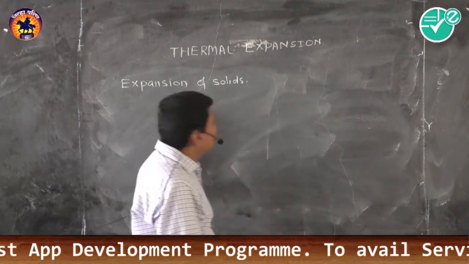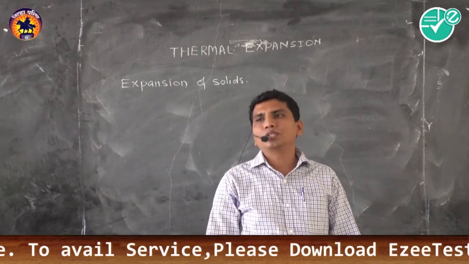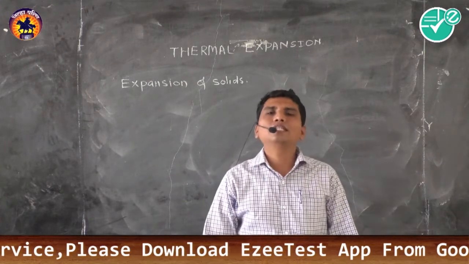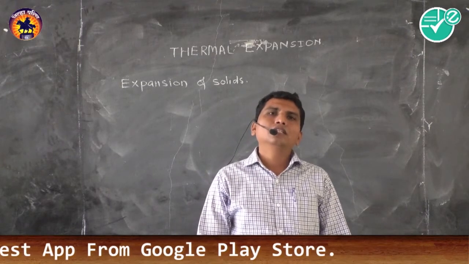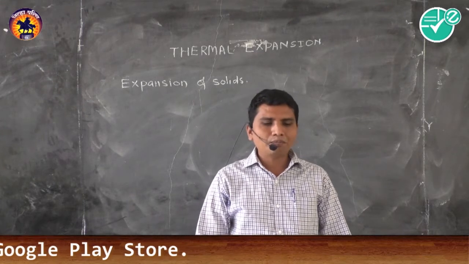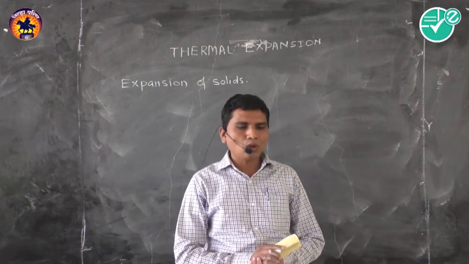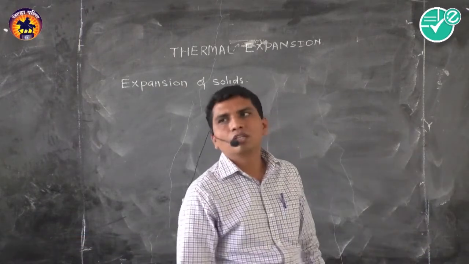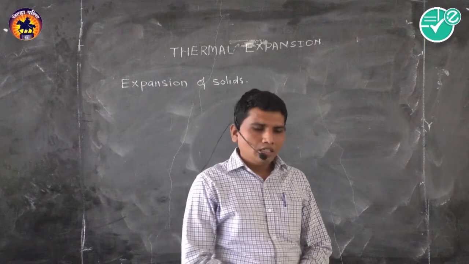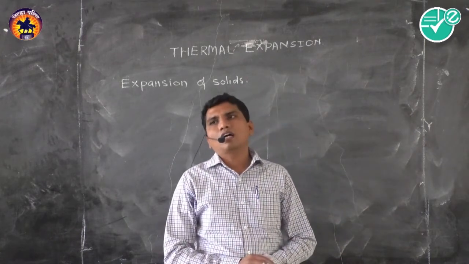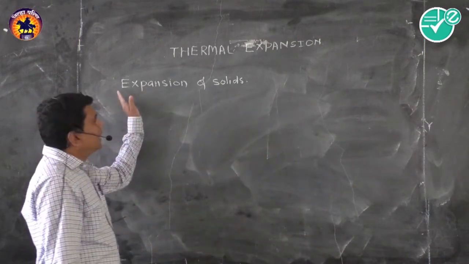In the expansion of solids, we are going to consider isotropic solids. Which solids are called isotropic solids? Isotropic solids are solids which expand equally in all directions on heating. All metals are examples of isotropic solids.